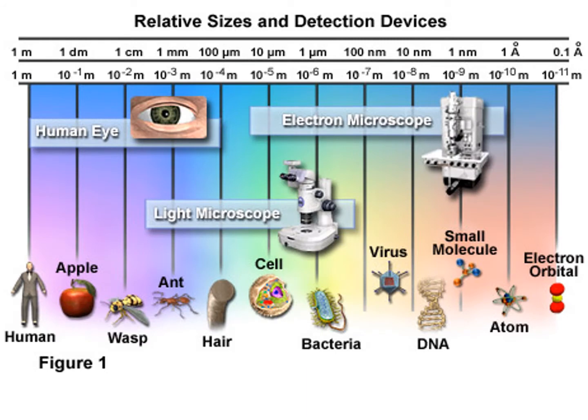This just gives you an idea of how big things are, just relative sizes, and how it works with detection devices. Anything between 1 meter to different millimeters, we can see with the human eye. Like we can see a human, an apple, a wasp, an ant, and a hair. Anything smaller than that, we have to move into different types of microscopes, which we'll talk about later on.